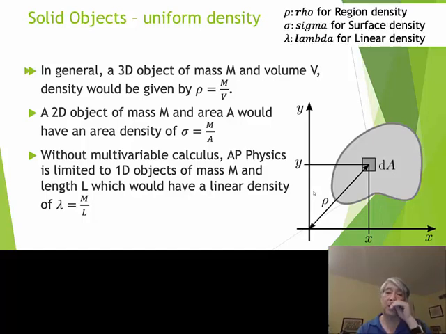We use letters like rho, sigma, and lambda for the reasons given up there. Just remember that these are simply densities, either three-dimensional, two-dimensional, or one-dimensional. In particular, focus on the one-dimensional because that's what AP Physics C is going to be doing.